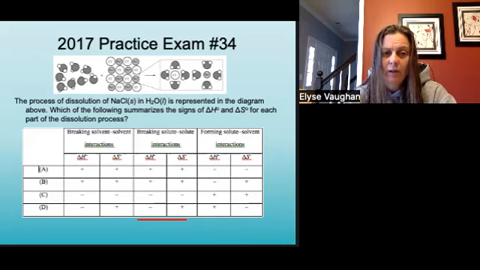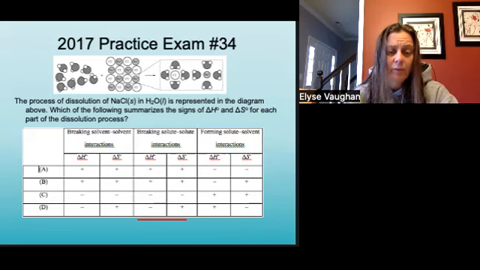that's going to be a negative delta H because that's going to be exothermic. We're giving away energy when we form those attractions. But it's also going to make it slightly more ordered. And so we're going to have a negative delta S. So we're looking for positive, positive, positive, positive, negative, negative. So A would be our answer here.